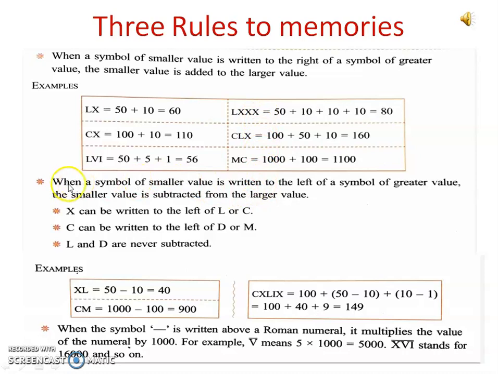Now, second rule. When a symbol of smaller value is written to the left of a symbol of greater value, then the smaller value is subtracted from the larger value. In this rule, the smaller value is not written on the right side; it is written to the left of a symbol of greater value. Then the smaller value is subtracted from the larger value. These two rules are exactly opposite to each other.